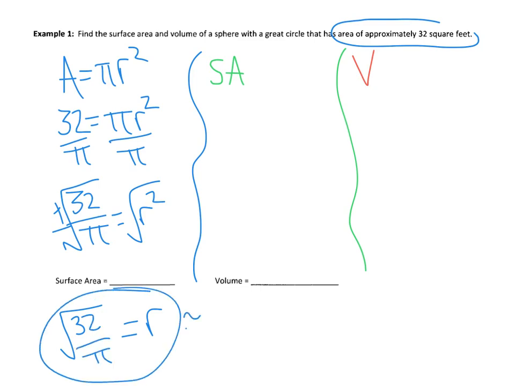It's approximately, put that in your calculator, square root 32 divided by pi, enter, and you get about 3.192, but we won't use that. We're in honors geometry, so we'll use the square root of 32 over pi for both the surface area and volume.